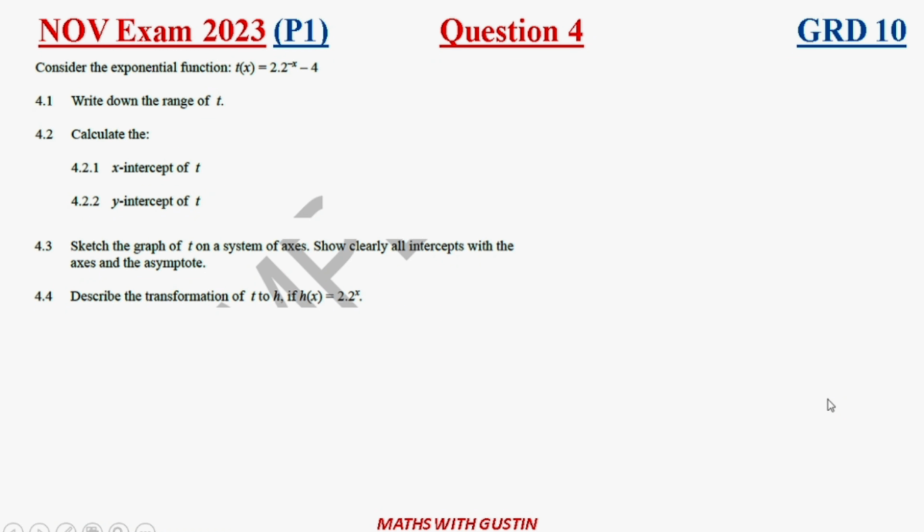All right, welcome back guys to question 4. Now let's have a look at question 4. Question 4 says: consider an exponential function given by t of x is equal to 2 times 2 to the power of negative x minus 4. Right, so this is an exponential function, guys. We know how to deal with exponential functions.